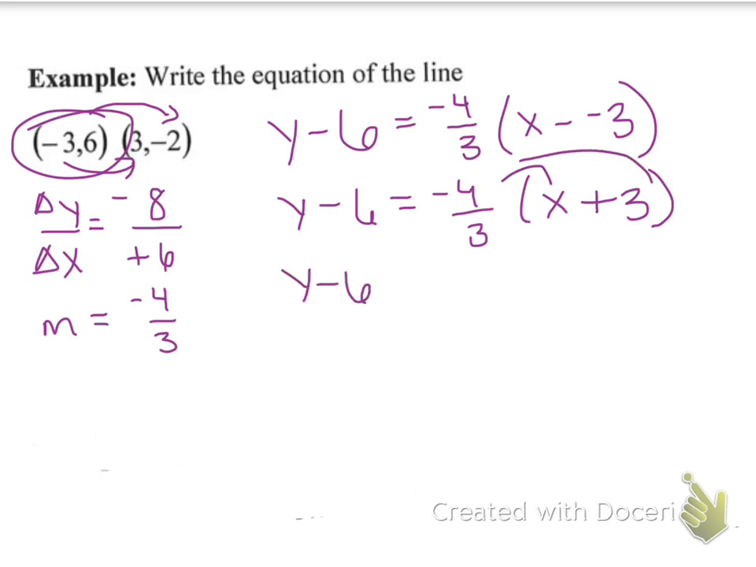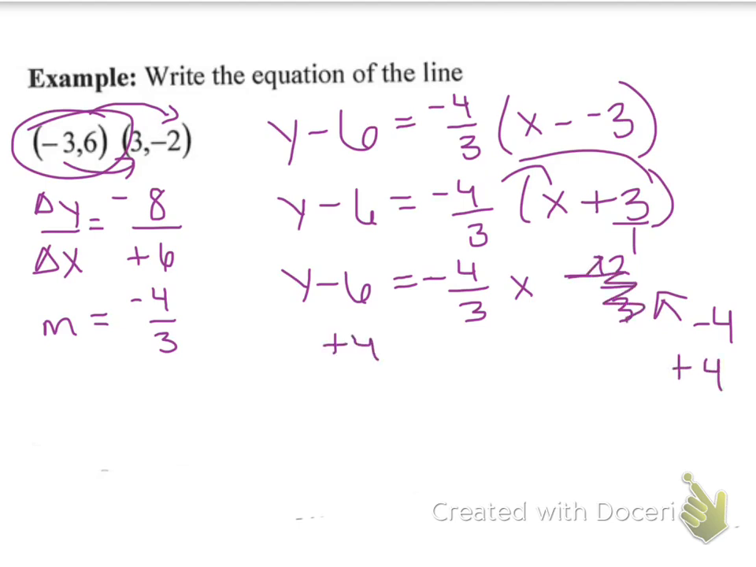So I have y minus 6 equals negative 4/3 x. This is like a 3 over 1. When I multiply the numerator, we get minus 12 over 3, which I know will become a negative 4. So to get x by itself, I'm going to add this 4 over to both sides. I'm hoping you guys understand that. So I'll get y minus 2 equals negative 4/3 x.